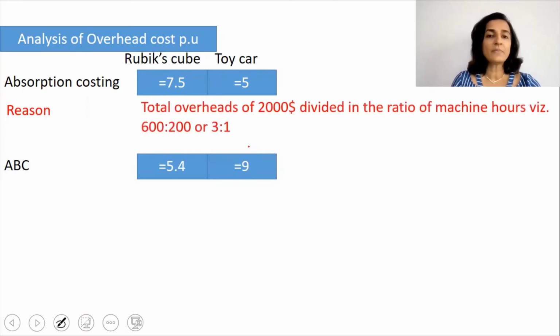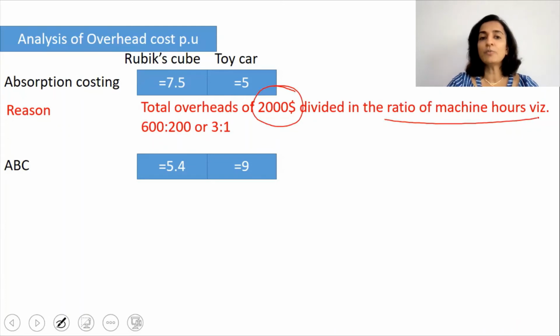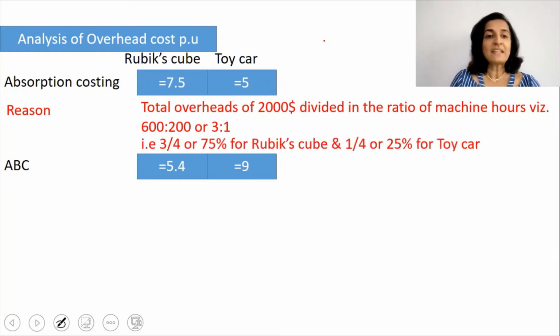Now, the reason is the total overheads of $2,000 has been divided in the ratio of machine hours, that is 600:200 or 3:1 for the absorption costing method. So a bigger chunk is going for the Rubik's Cube and a smaller chunk is going for the toy car, that is 3/4. How did I get 3/4? Because it is 3:1. So 3/4 or 75% is going for Rubik's Cube and only 1/4 or 25% is going for the toy car. Now coming to the activity-based costing.